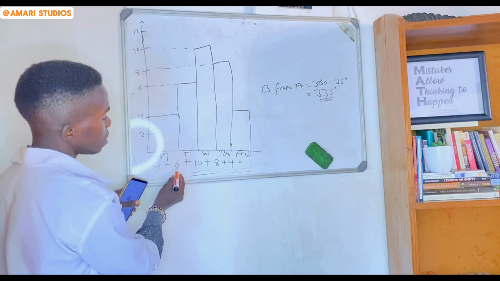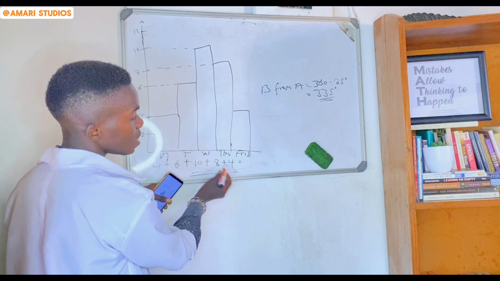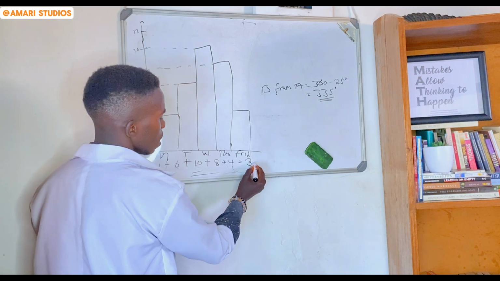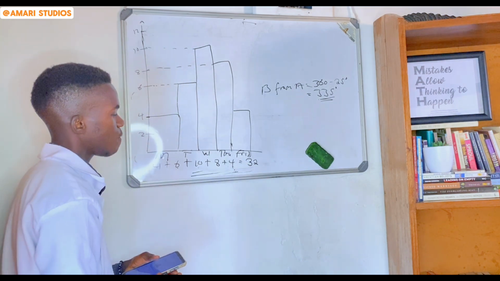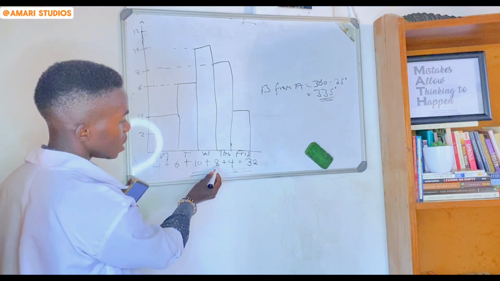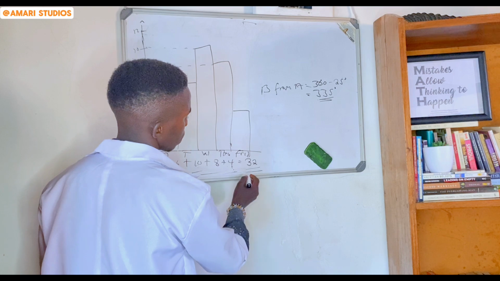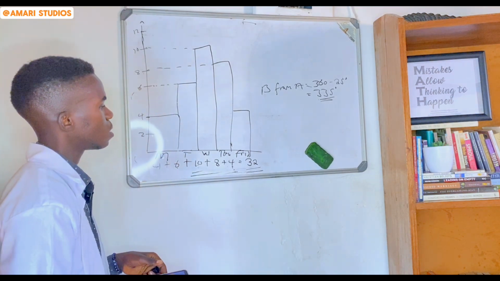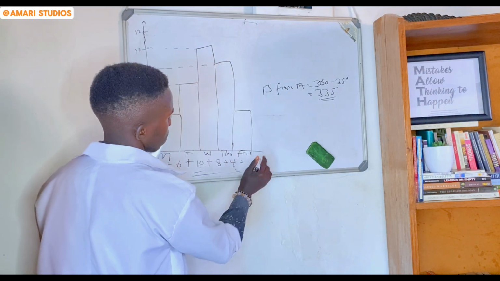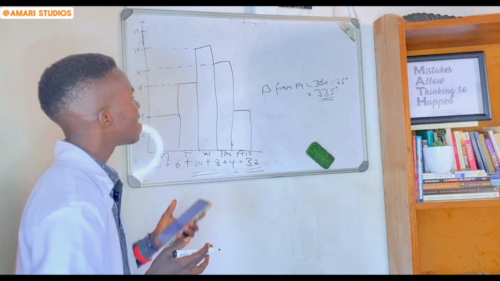So now 4 plus 6 is 10. Then 10 plus 10 is 20. 20 plus 8 is 28. Then 28 plus 4 is going to give us 32 as our final answer there. 32 as our final answer. Sorry, this is supposed to be 32, just like that.